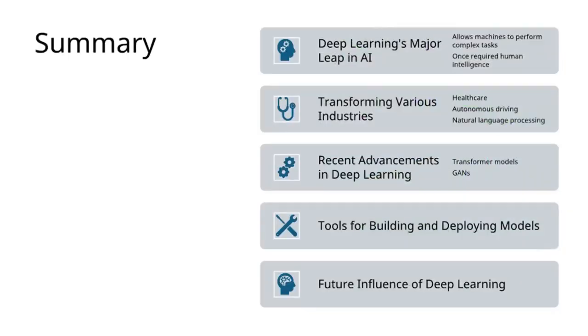Deep learning has revolutionized AI, enabling machines to perform tasks that once required human intelligence. It is transforming industries like healthcare, autonomous driving, and natural language processing. Recent advancements include transformer models, GANs, and reinforcement learning. Tools like TensorFlow, PyTorch, and Hugging Face help developers build and deploy models. Deep learning's influence will continue to grow, shaping the future of AI.